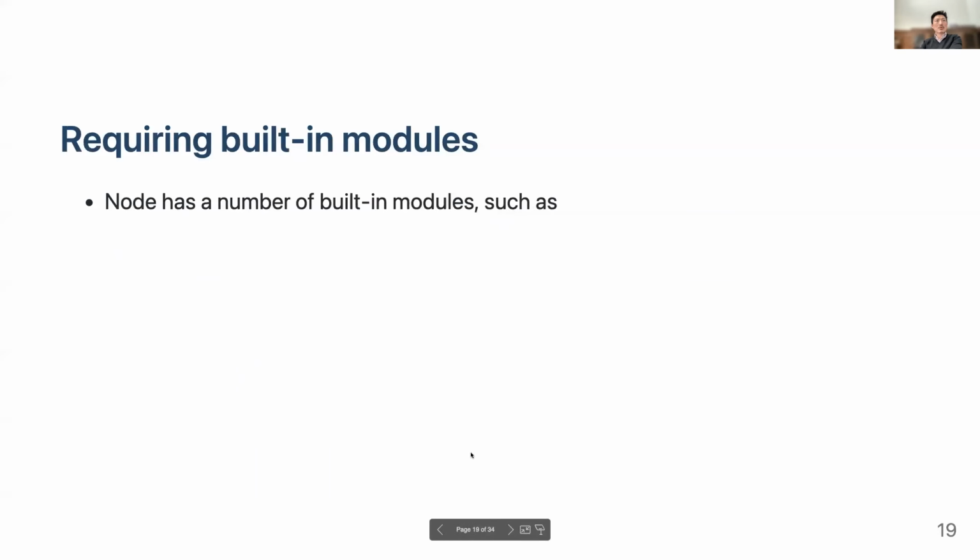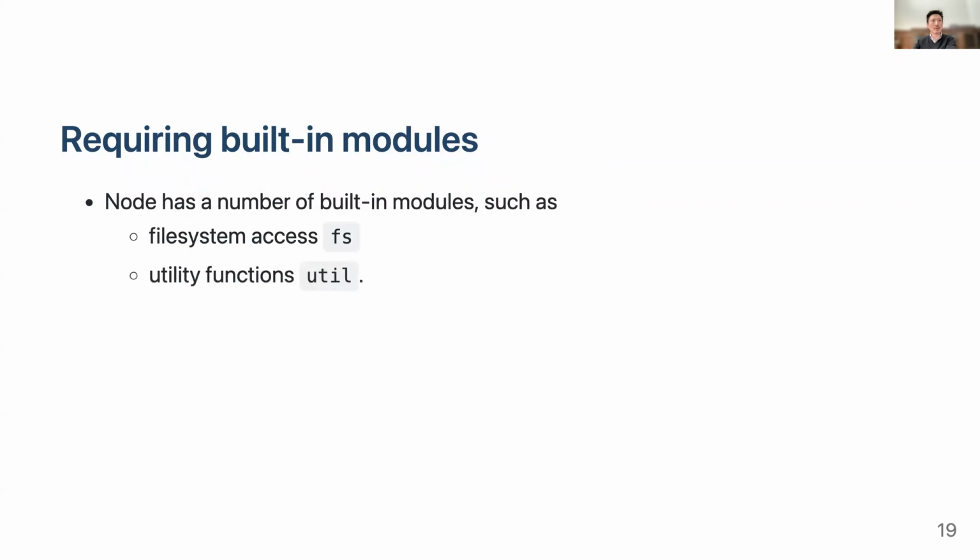Okay, and Node has quite a few built-in modules. You can see Node has been around for a long time. The version number is already up to 17 now. And each iteration introduces some new functions and new modules. The basic ones include, for example, fs, which stands for file system, which allows you to access the files on a computer or on a server. And utility functions, that's the generic name for something.